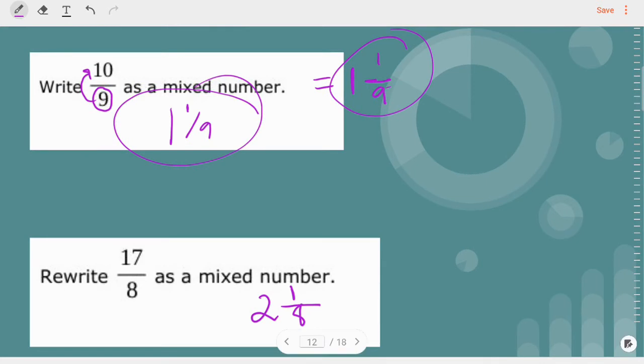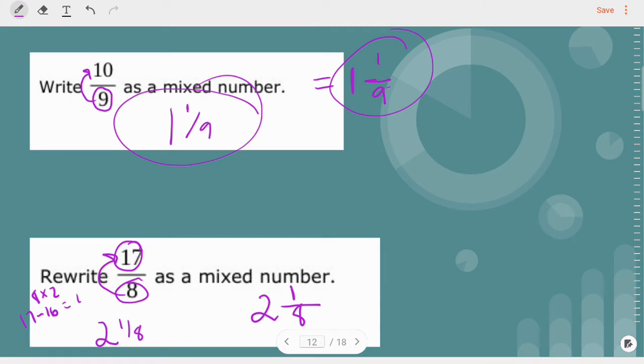Okay, well, does that match if I do it by hand? Sure does. How many times does 8 go into 17? It goes into 2 whole times. Remember, 8 times 2 is 16. And 17 minus 16 gives us 1 left over. So 1/8.